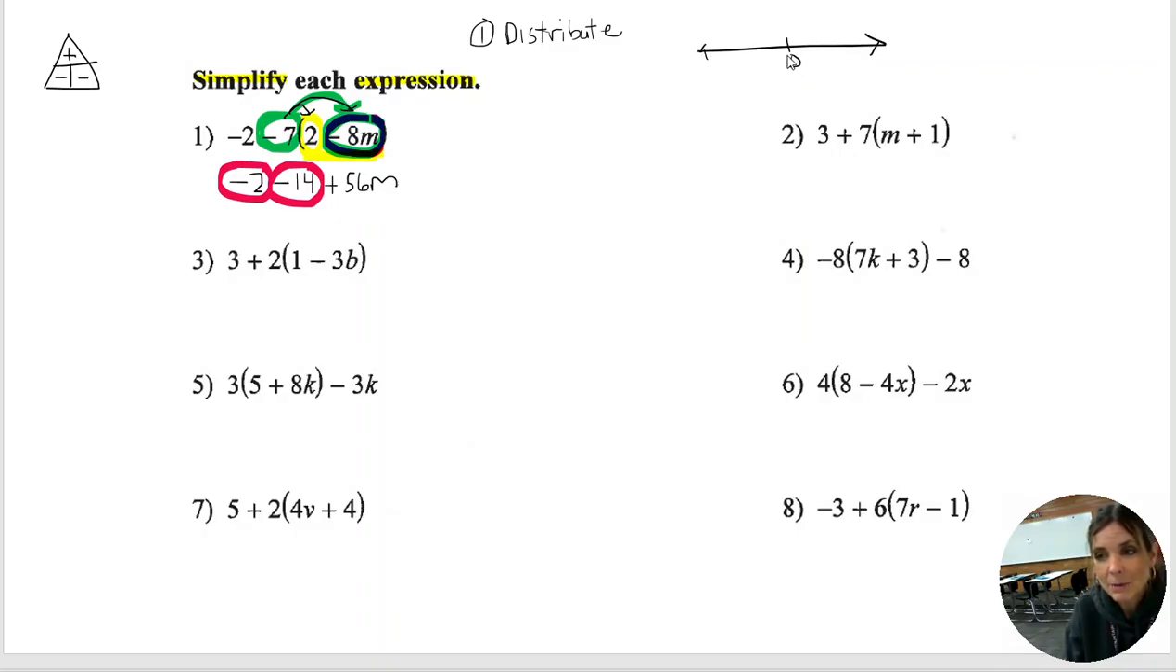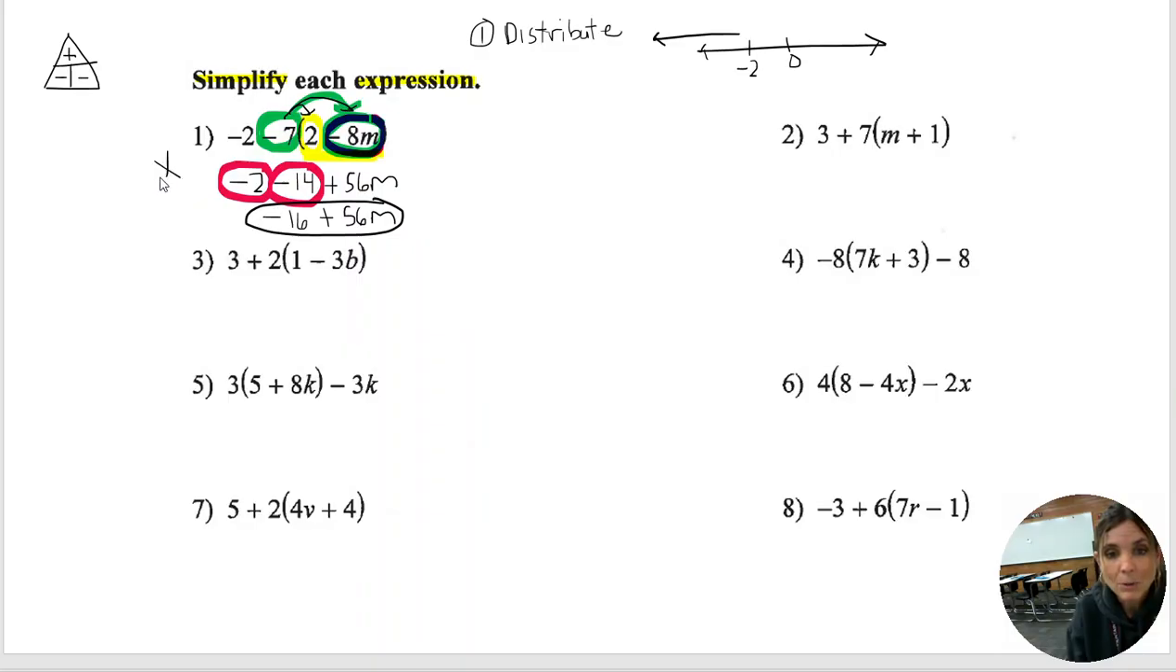So a negative 2 and a negative 14, think about the number line. If this is 0 and this is negative 2, and we're combining that with a negative 14, that means we're going more in the negative direction. So that is going to give us a negative 16. We still have our positive 56m, and then that is our final answer, because negative 16 is a constant, 56m is a variable term, and you can never combine constants with variable terms.